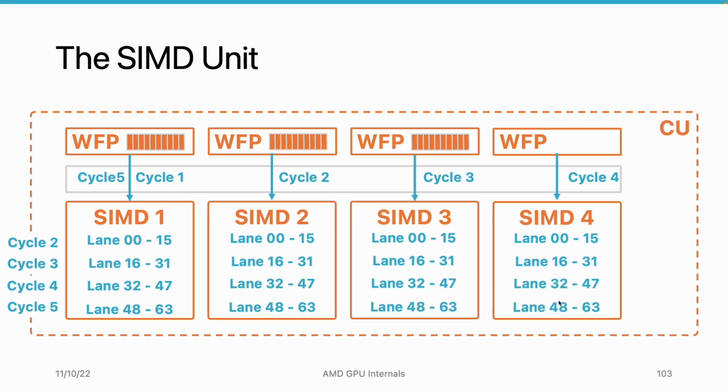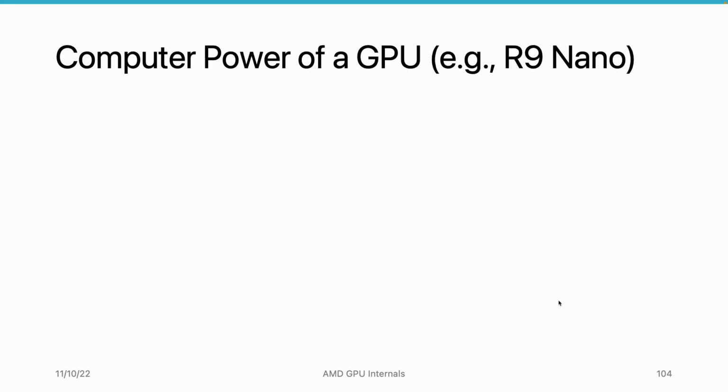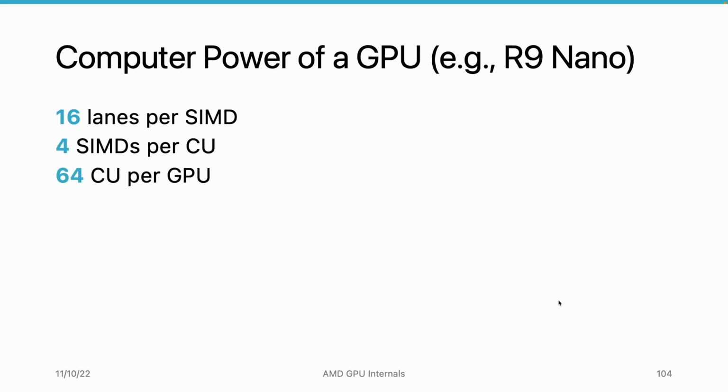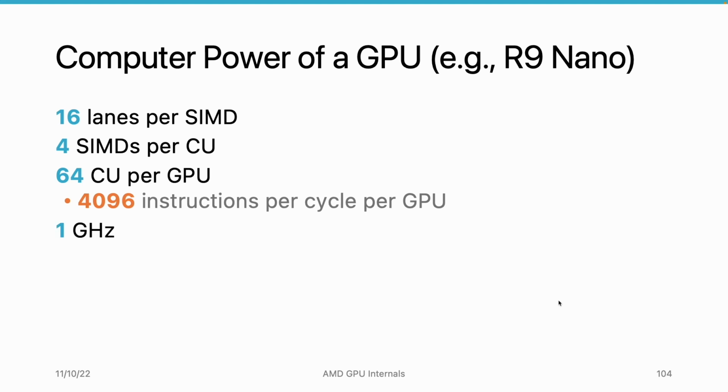Understanding the power of the SIMD unit, we can start to do some calculation. Let's calculate the theoretical computing power of a GPU. Let's use R9 Nano as an example because it is very easy to compute. There are 16 lanes per SIMD unit. There are 4 SIMD units per compute unit. There are 64 compute units per GPU. We can simply multiply these three numbers together. We get 4096 instructions per cycle per GPU. R9 Nano works perfectly at 1 GHz, and that's why we want to use the R9 Nano GPU.